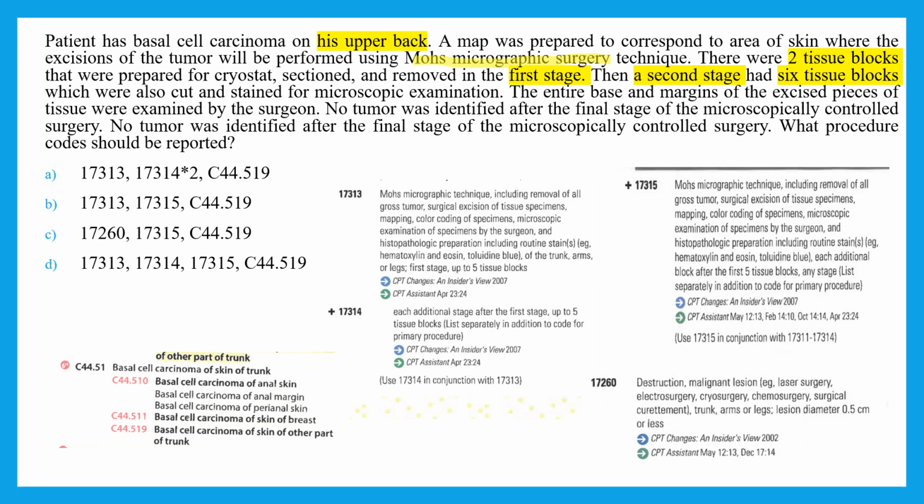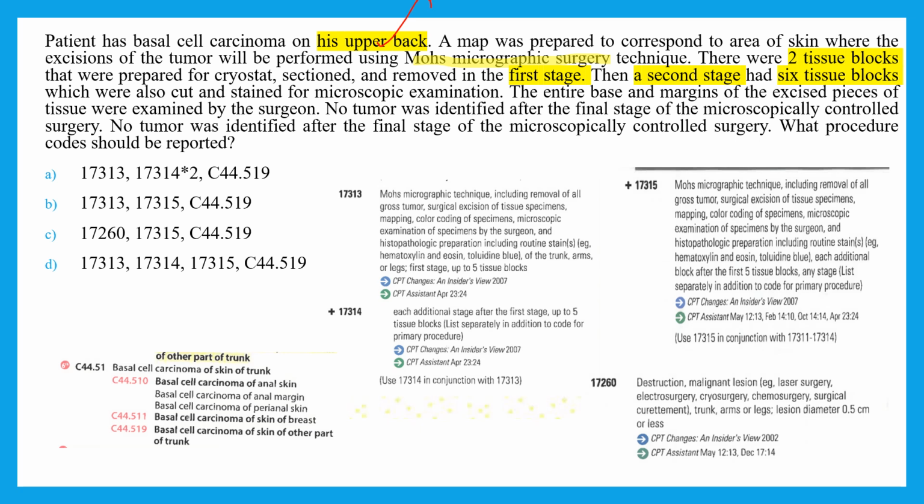Okay, so first thing is the anatomical site is upper back. Okay, so here you can see it's an upper back. So we need to search in the options. Now we have 17313 in 3 options and 17260 in 1 option.